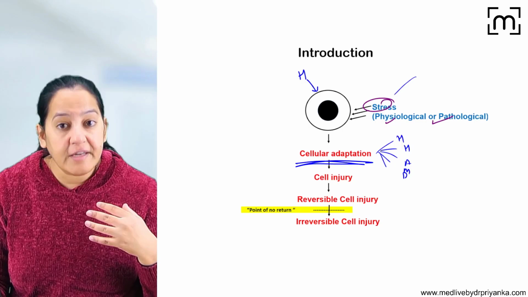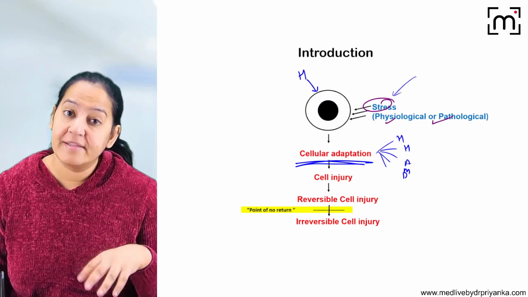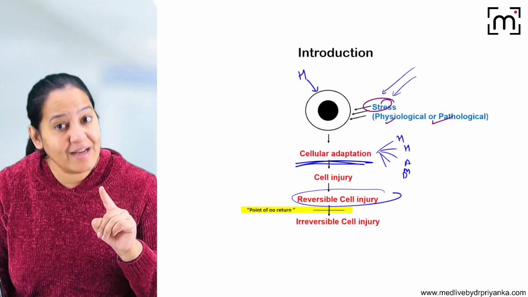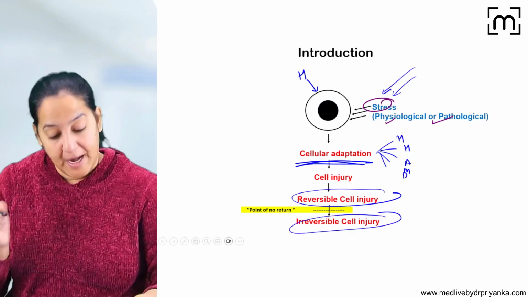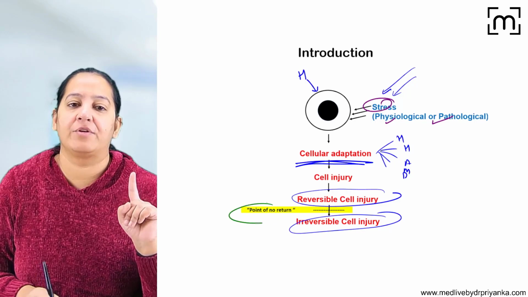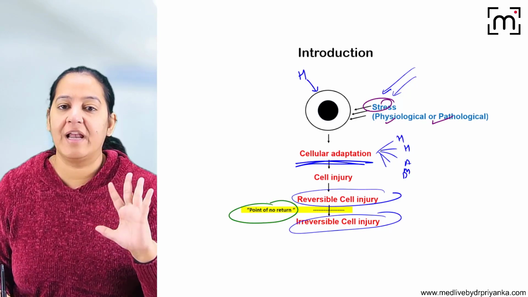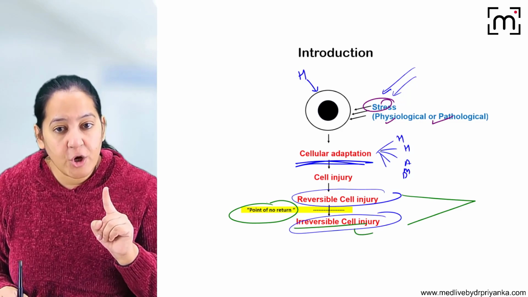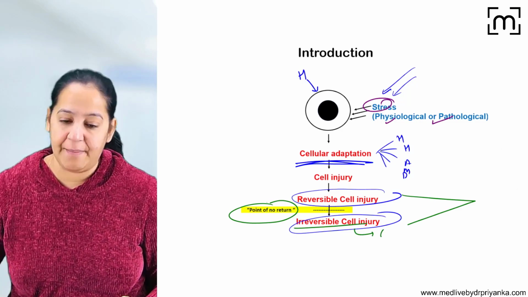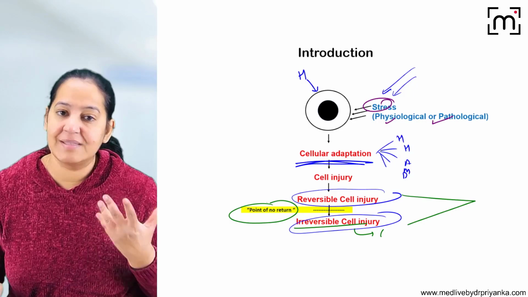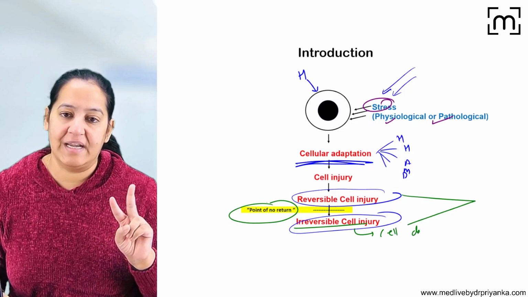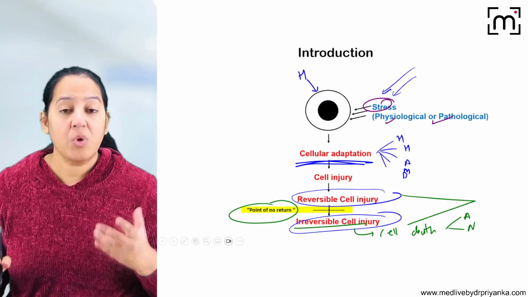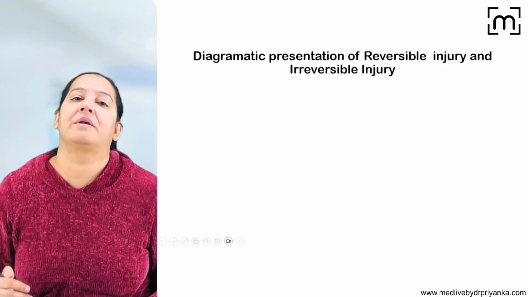If the stress continues or is very severe, then cell injury will take place. Initially it is reversible cell injury, and if the stress still continues, it will lead to irreversible cell injury. Between reversible and irreversible cell injury, there is a point of no return. By the way, irreversible cell injury is equivalent to cell death. So irreversible cell injury means the cell is already dead. There are 2 types of cell death, apoptosis and necrosis, which are discussed separately in different videos. Watch those also. So how do we differentiate reversible cell injury from irreversible cell injury?